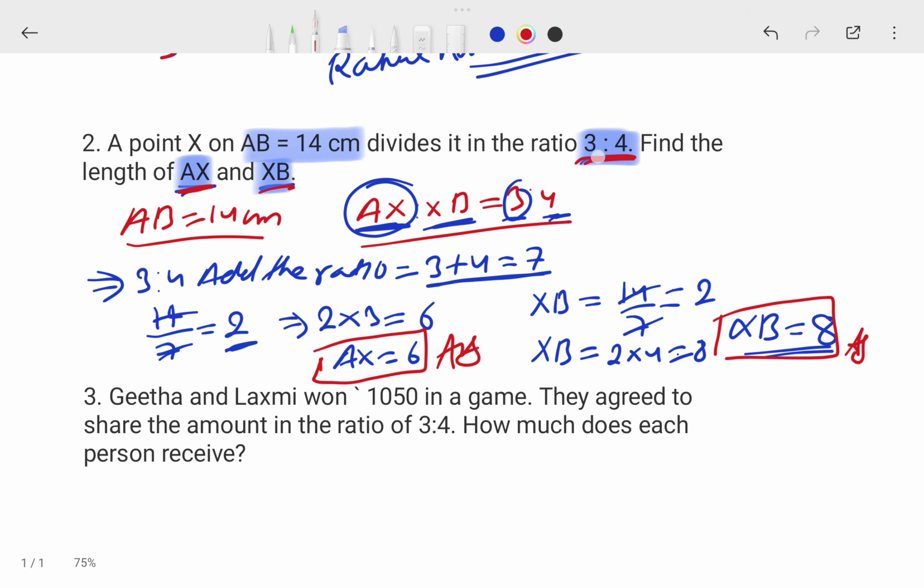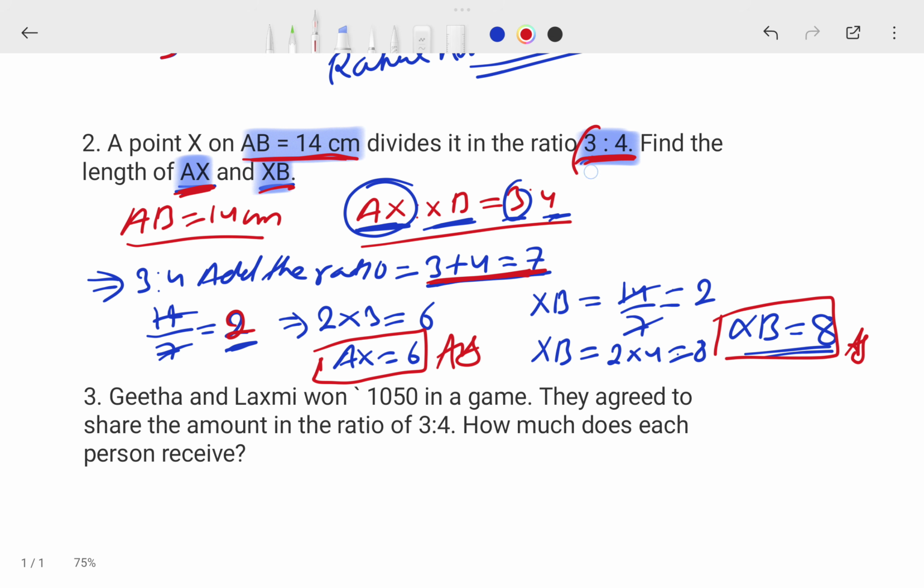Simply, whatever ratio is there now, we have to add. We added the ratio, 7. After that we have to divide into AB. So 14 divided by 7, we added that, and when I divide it, we got 2. So what is the value of AX?